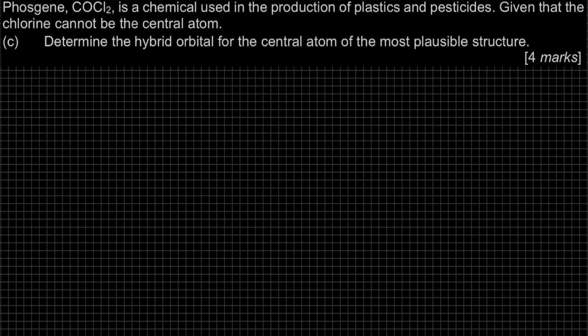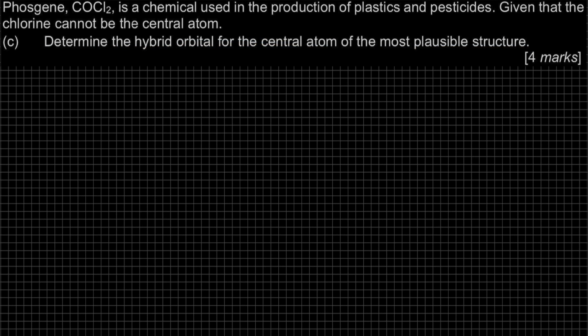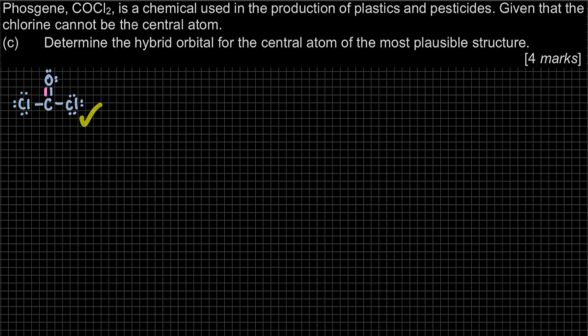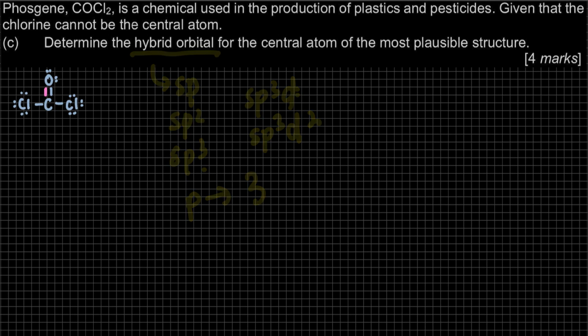For question C, determine the hybrid orbital for the central atom of the most plausible Lewis structure. From the previous question, we already got our most plausible structure, which is this one. Now we have to determine the hybrid orbital. We have learned about sp, sp2, sp3, sp3d, sp3d2. So why after sp3 must start with d? Because for p orbital, the maximum we already got is 3. So that's why we're going to start with d next.